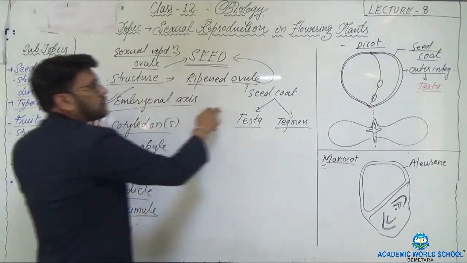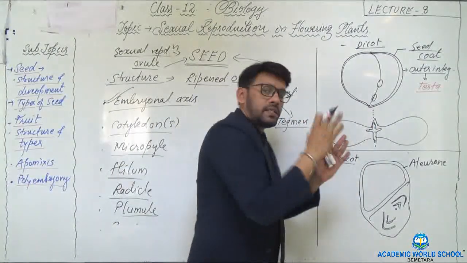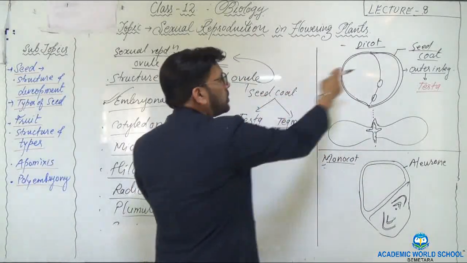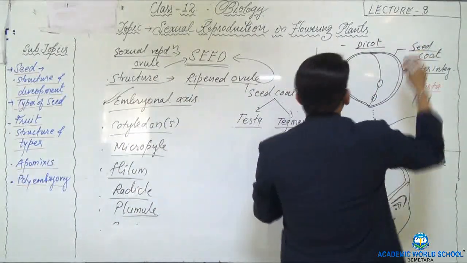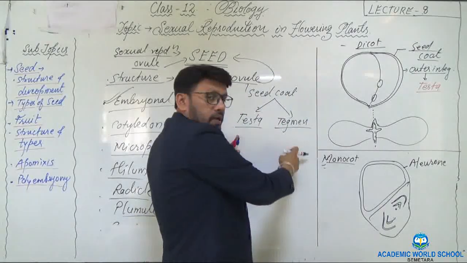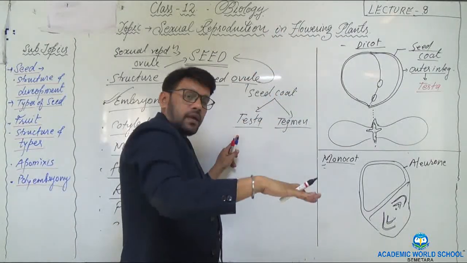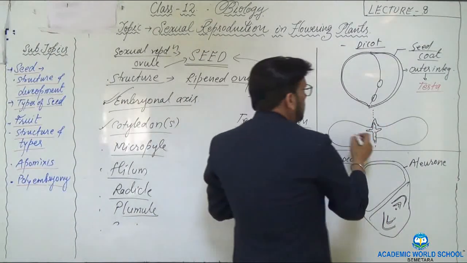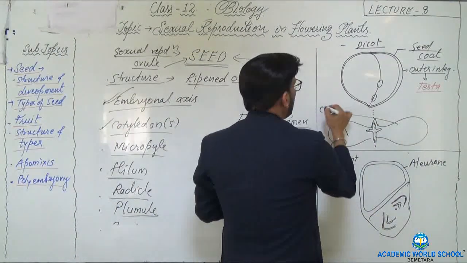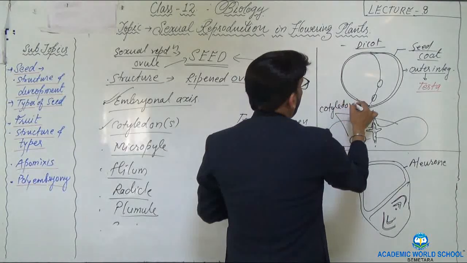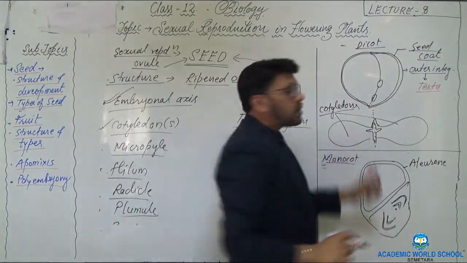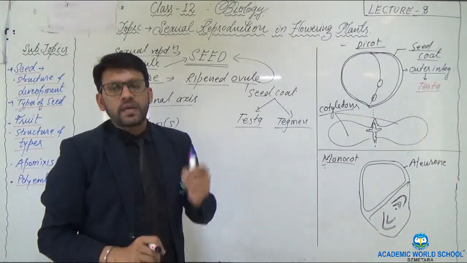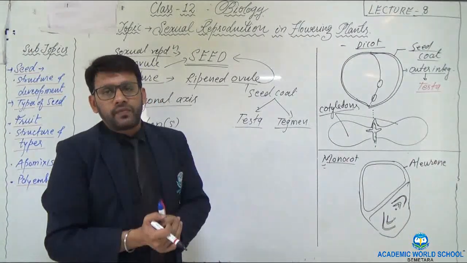Embryonal axis, you can see this, that divides it into two halves. The center portion, then it has the seed coat. You can see here the outer covering, testa and tegument, outermost and inner layer. Then it has the cotyledon. You can see here, these two are the cotyledons. These cotyledons are the leaves of the seeds, which are filled with the reserve food.